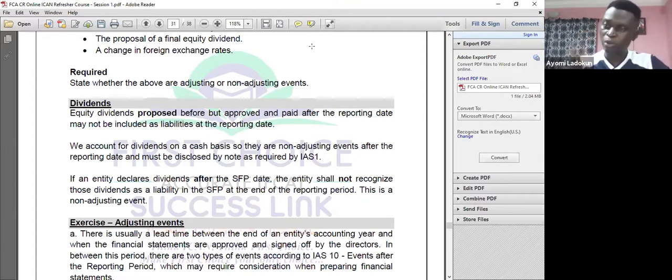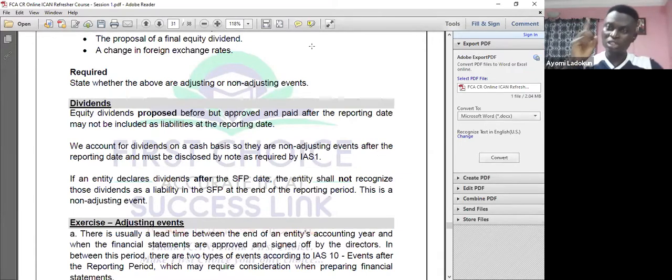If dividend was proposed or declared before the year end and paid after the year end, it is a non-adjusting event. Listen up again. If dividend was proposed after the year end and also paid after the year end, it is also a non-adjusting event. Do you know why? Dividends are accounted for on a cash basis in accordance with IAS 1 presentation of financial statements. So when dividend occurs, you just recognize it straight up. So it doesn't represent a present obligation as at the balance sheet date if it was proposed before the year end and paid after the year end. And that is it.